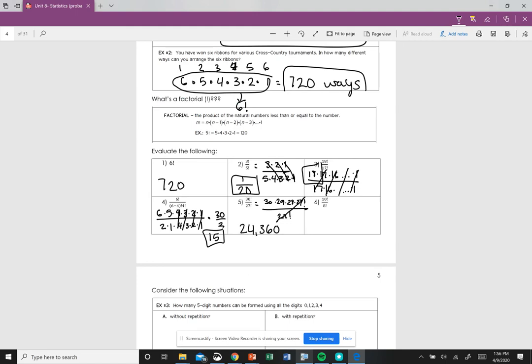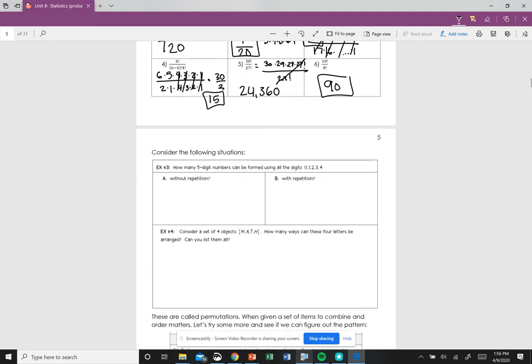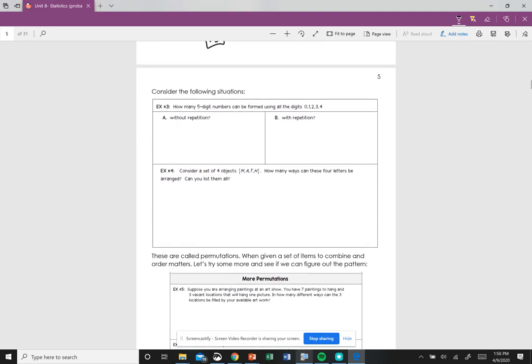Okay, if you haven't tried one on your own yet, try this last one out. You got this. If you got 90, beautiful. Do you have any questions there? All right, I'm going to move on to this next section, and then we're going to call it good for today.